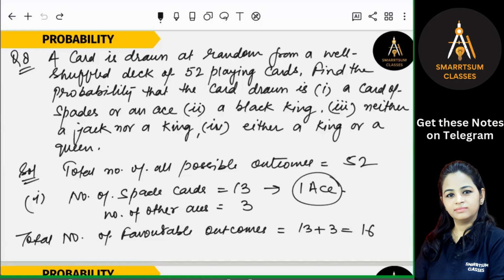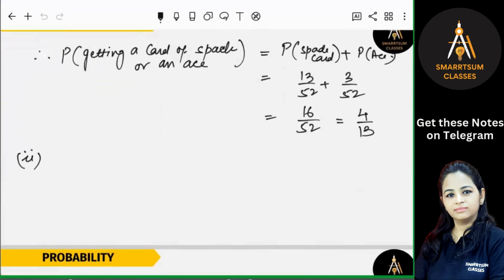So how many black kings are there? First, we will find out how many favorable outcomes are there for this event to happen. There are 2 black kings. One is for spade and one is for club, means hukum and chidi. There are 2 black kings, right? So first we will write down there are 2 black kings.